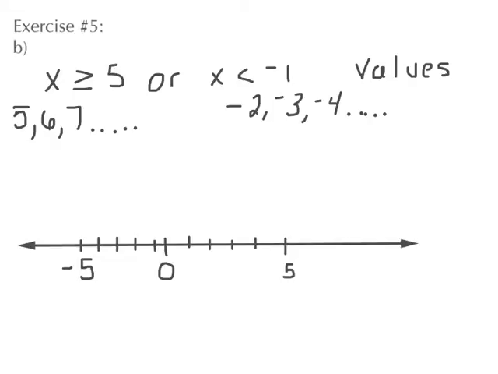So let's plot that now. I'm going to put a closed dot on 5, and I'm going to shade to the right. Notice that my numbers over here, my values, were going up. Then I'm going to put an open dot on -1, and I'm going to shade to the left.